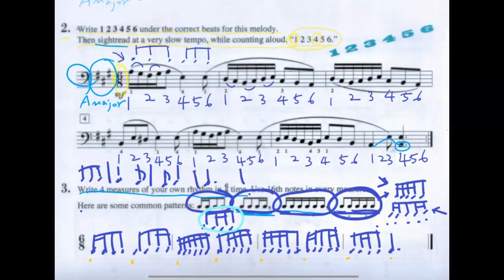And you can also make your own rhythm, not like this. You can make it simpler. You can make it more complicated than this, and you can practice it. That would be great. That's it for today.